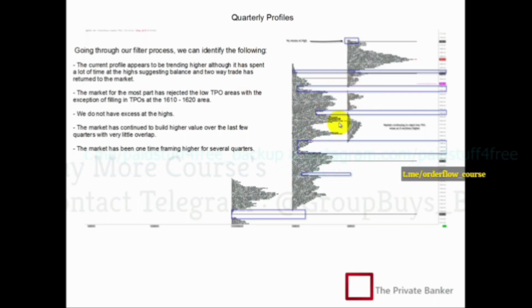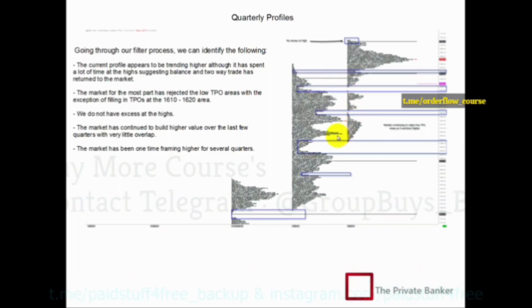We can see the previous quarter that we had essentially two balance areas and some excess at the highs, but between these we did have low TPO, or low usage areas. We can see that the market in this current quarter has reacted to them, with the exception of this here, but this is a part of, as we can see, a greater balance area, and I'll talk about this later. But this is really important to note.